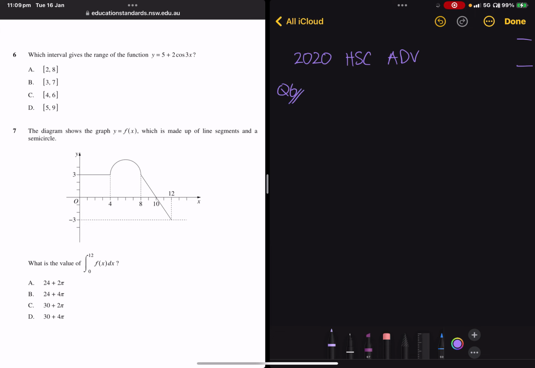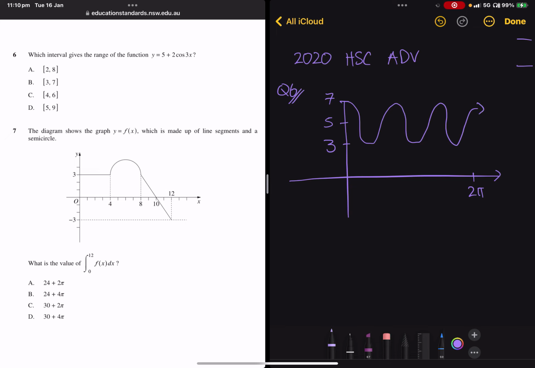So question 6, we have: what interval gives the range of the function? Well, we can just draw this function. So this is y equals cosine of 3x shifted up by 5 with an amplitude of 2. If we draw our xy plane, it's shifted up by 5, meaning it's centered at 5. It is cosine of 3x, which means the cosine function repeats 3 times within the 0 to 2 pi interval. And it has an amplitude of 2, meaning it goes up to 7 and down to 3. So we can just draw this.